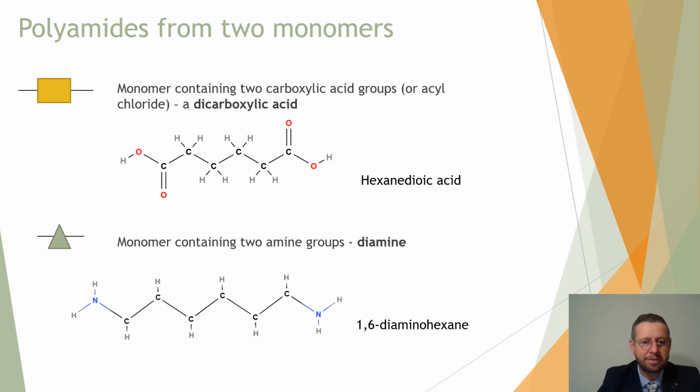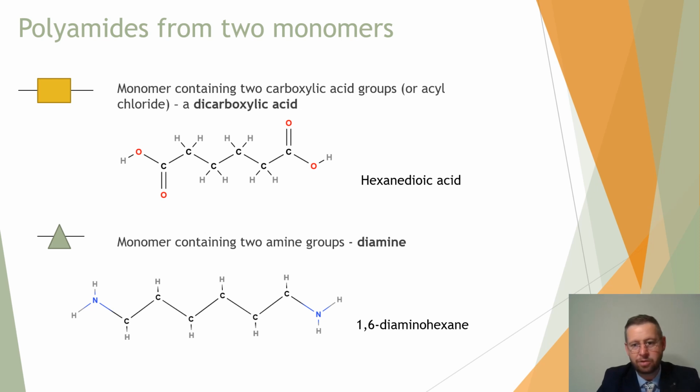Hexanedioic acid, that's the pronunciation. It's hex because it has 6 carbons in the chain, and it's got the carboxylic acid group on either end. Now the other monomer needs to have 2 amine groups, the 2 NH2 groups. So diamine is the name of this kind of chemical, and this particular one is 1,6-diaminohexane because there are 6 carbons in the line.